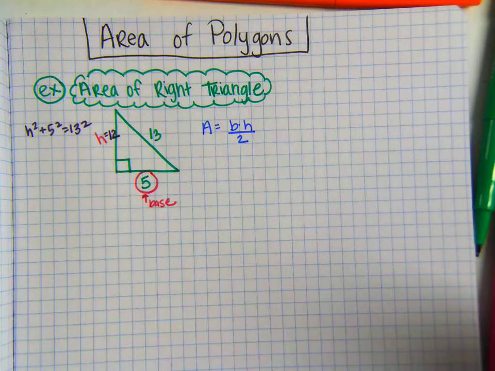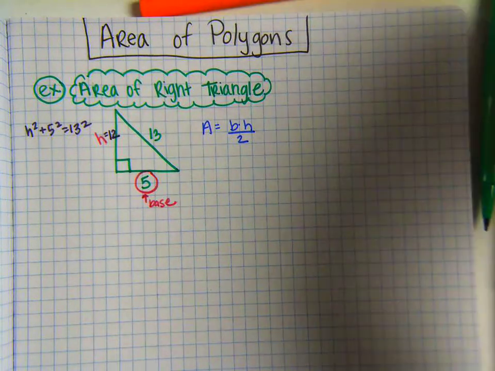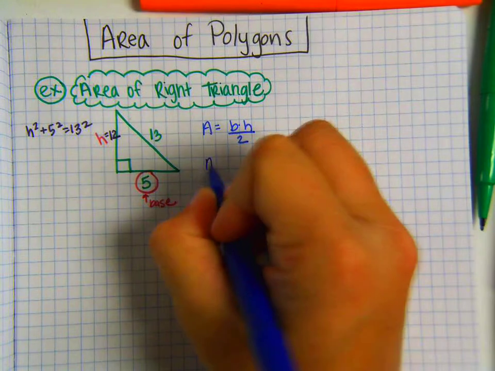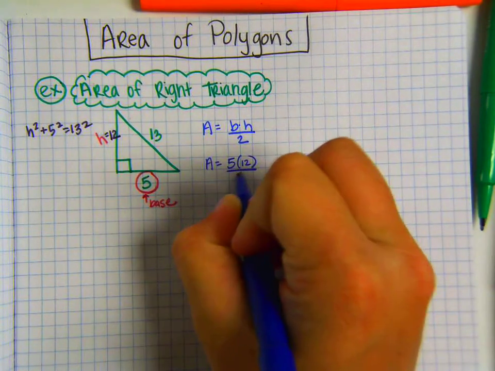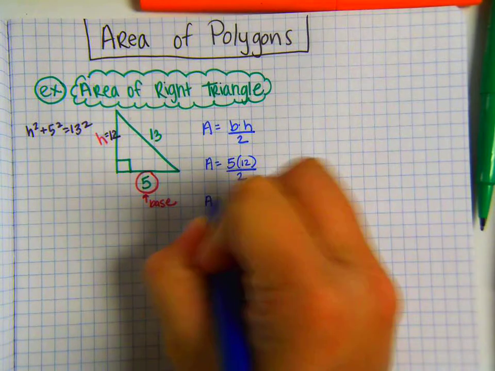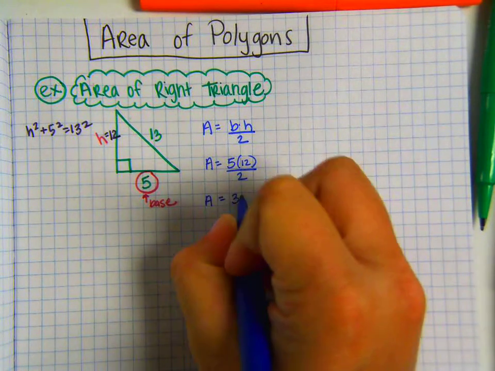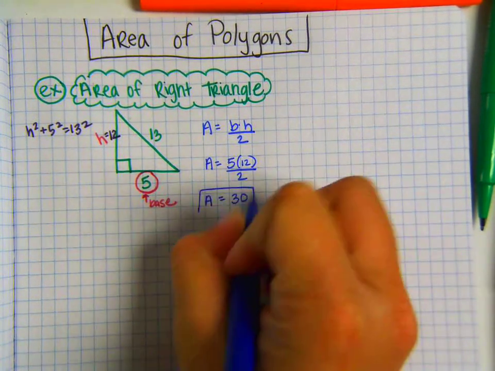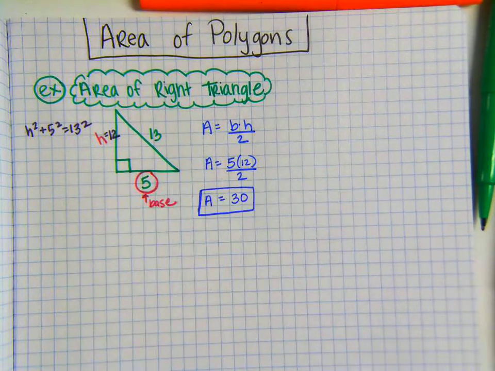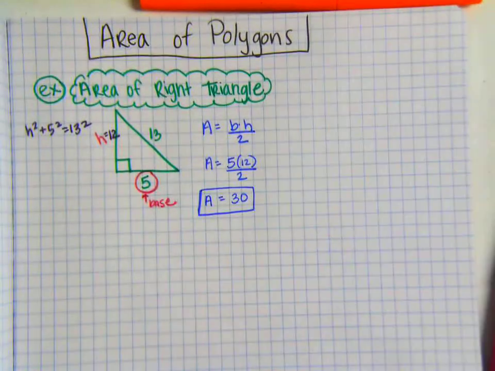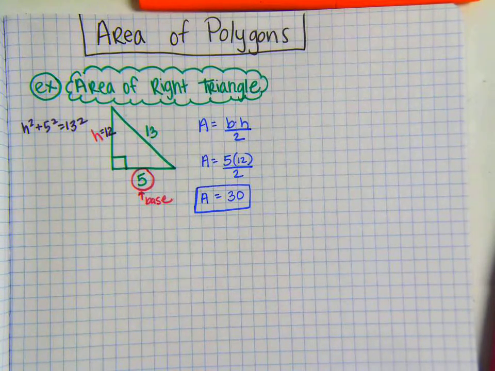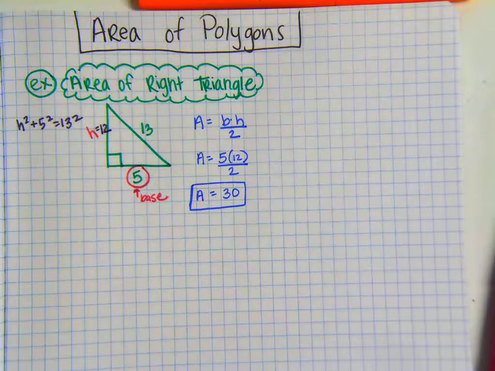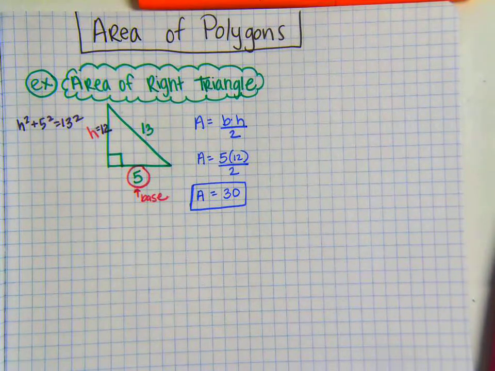So then that's our h. When we plug that in, the area is going to be 5 times 12 divided by 2, which means the area is 30. So that's finding the area of a right triangle. Now let's find the area of an equilateral triangle.